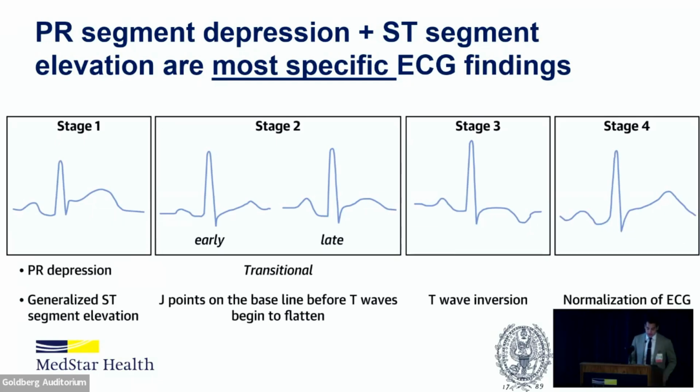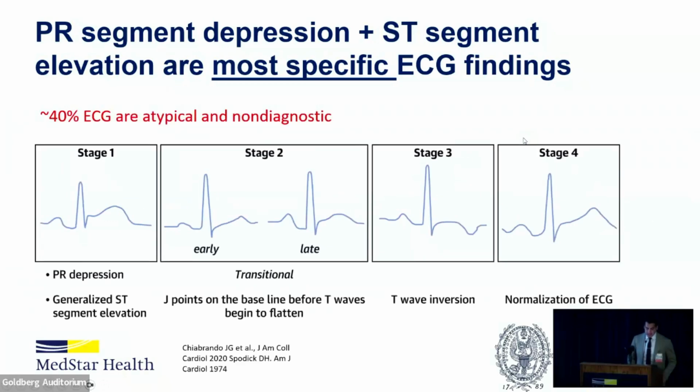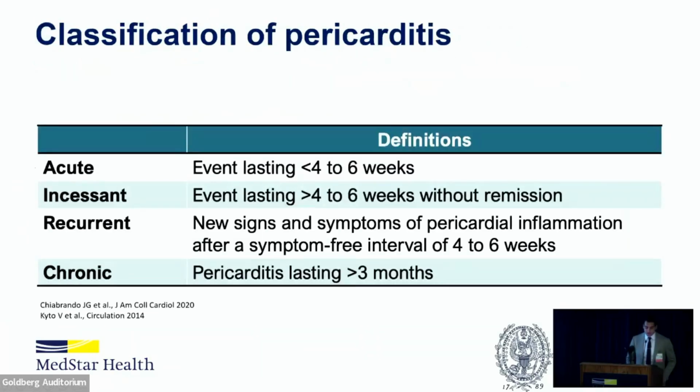This takes us back to our med school days: the PR depression and ST elevation in diffuse leads. However, in practical life, only 40% of these patients truly have a diagnostic EKG. By the time they get referred to us at our program, they have already normalized their EKG. So the absence of these typical EKG findings should not deter you from thinking about a history of pericarditis.